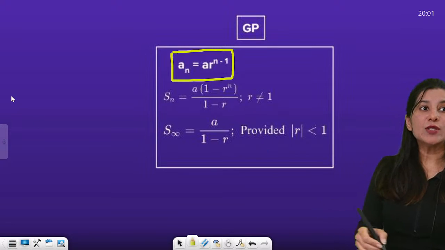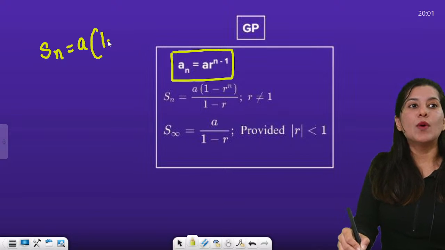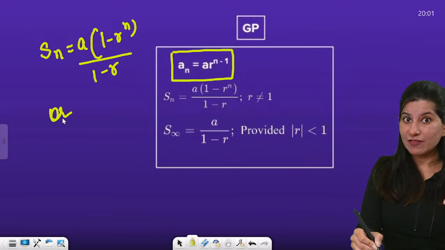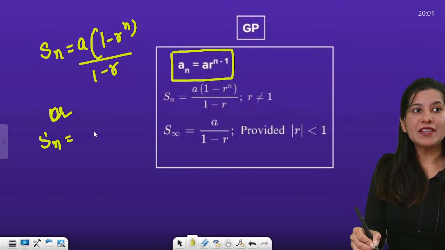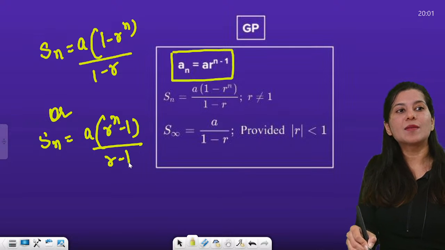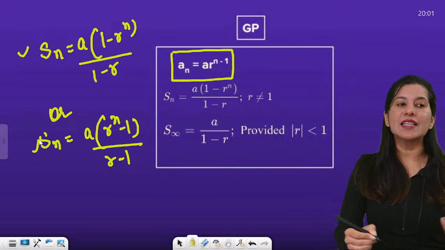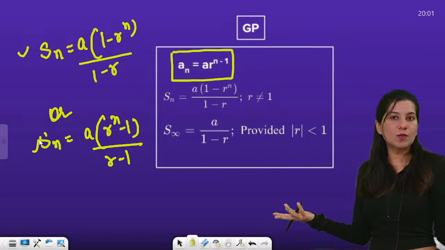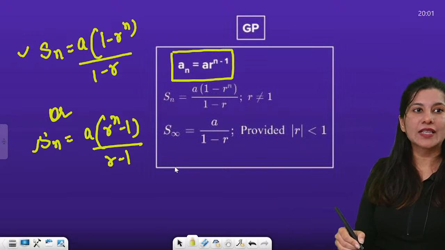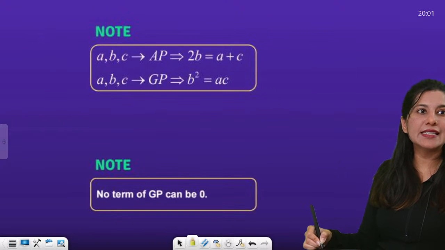Now the sum of n terms of any GP will be given by A times 1 minus R raised to power n, upon 1 minus R. Or we have another formula as well: sum of n terms is equal to A times R raised to power n minus 1, upon R minus 1. These two formulas are the same thing; we've just multiplied by the minus sign. Clear? Now let's talk about the sum of an infinite series later on.